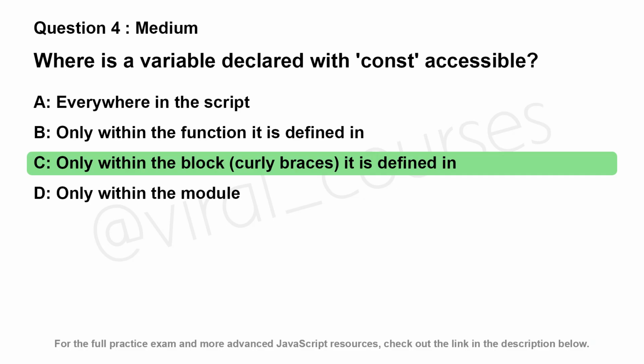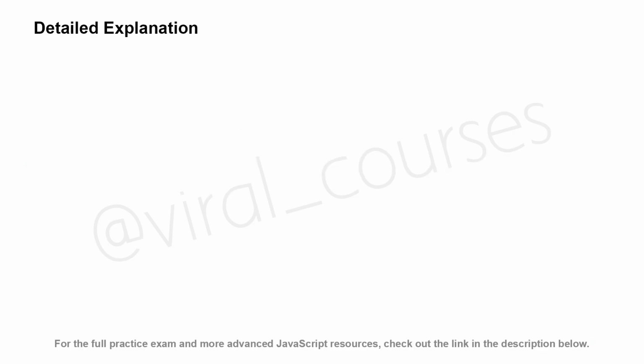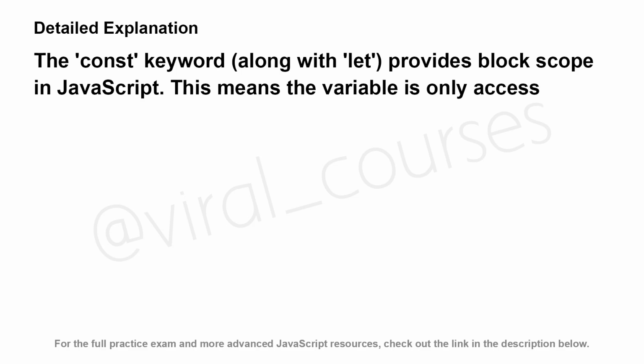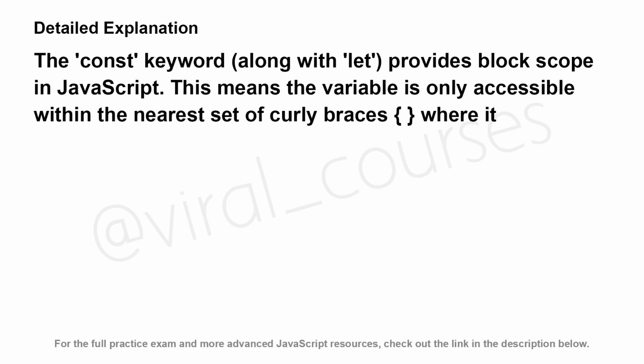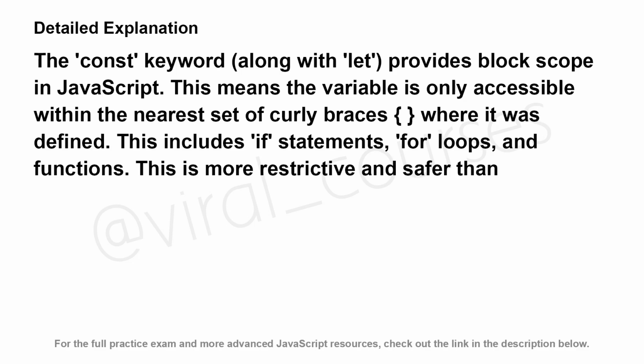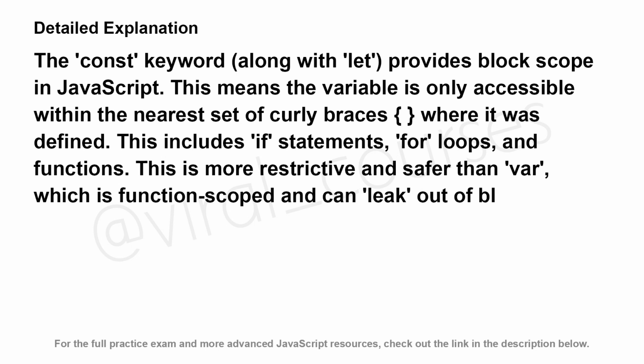The correct answer is C. The const keyword, along with let, provides block scope in JavaScript. This means the variable is only accessible within the nearest set of curly braces where it was defined. This includes if statements, for loops, and functions. This is more restrictive and safer than var, which is function scoped and can leak out of blocks like if or for.